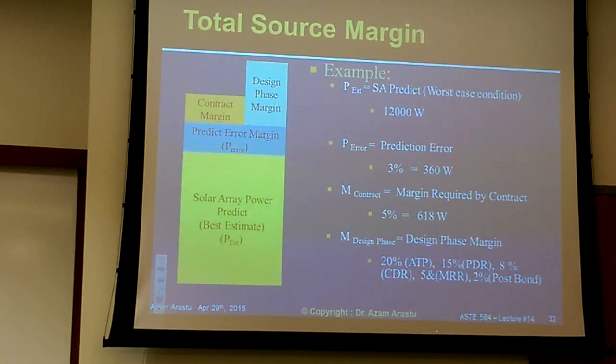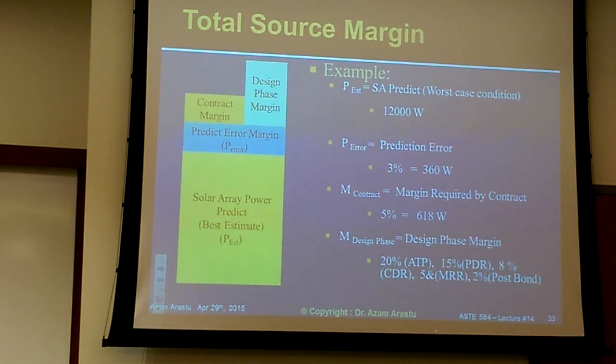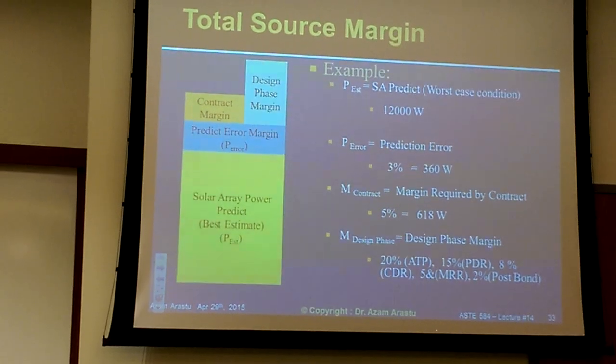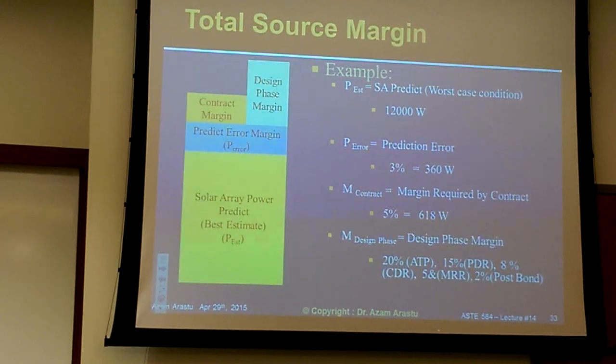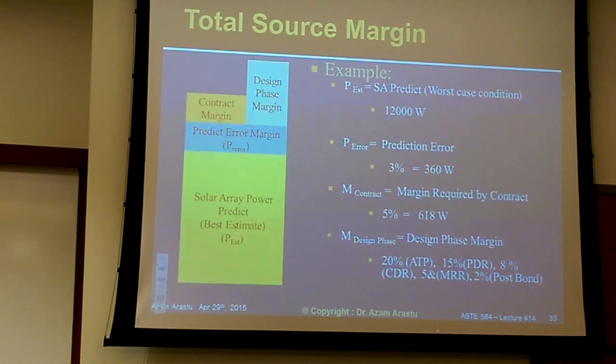So here is an example in solar array prediction. Worst case condition, the power estimated that I need is, say, 12 kilowatts. So first of all, there could be a prediction error. When I'm calculating everything, all my analysis, there could be an error in my prediction, because all my parameters aren't exactly right. There may be some things which I've not got, all the coefficients may not be exact. So it's usually 2 to 3%. Say, in this case, my prediction error is 3%.